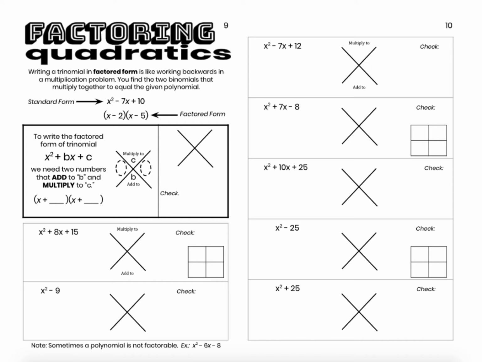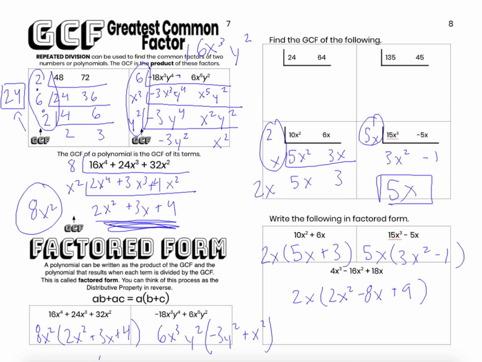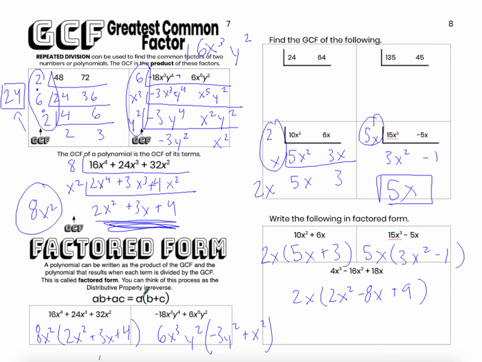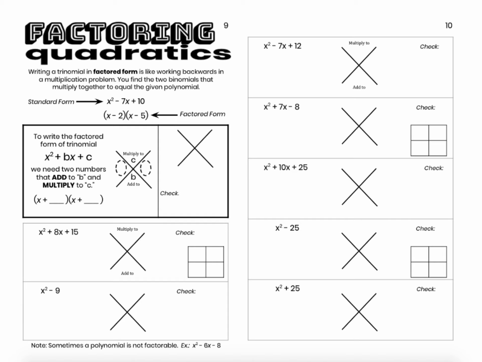When we were factoring out the GCF, we talked about how this was like working backwards in a multiplication problem. So factoring out that GCF, we now have a multiplication problem that when we multiply out, we get that original polynomial. Another kind of factoring is when we're factoring a quadratic trinomial into two linear binomials. And this again is like working backwards.